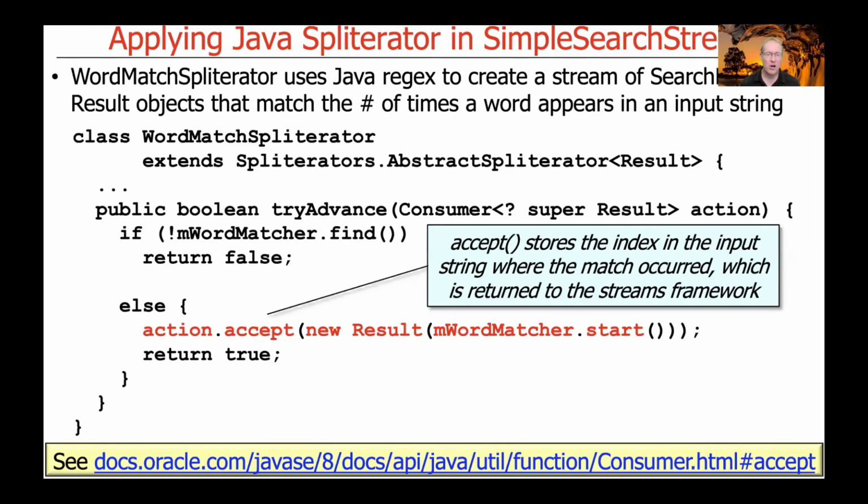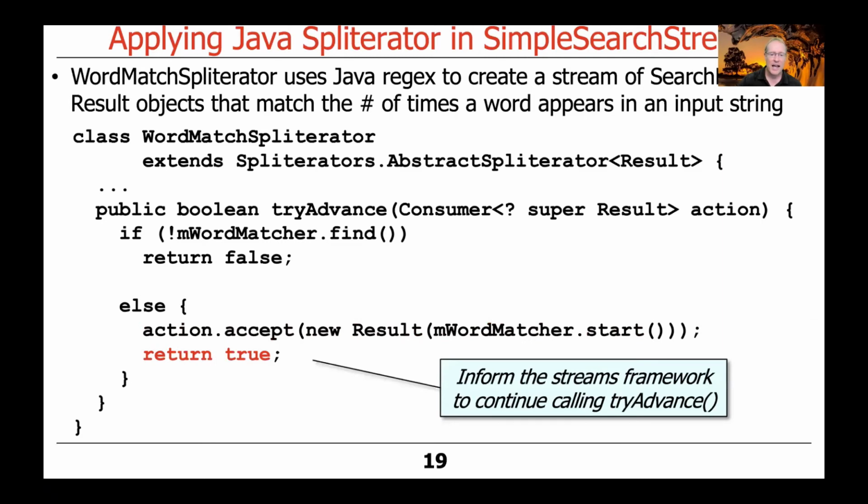And then we go ahead and call the action.accept hook method. And that will take the result object and allow it to be passed back to the streams framework so it can keep track of that as a result object that will be put into the stream that it's going to be creating. And in this case, we then return true, basically saying, hey, we got a match, and by the way, it's worth calling tryAdvance again to see if there's any more matches after we skip over the regular expression portion that we just did a match on.